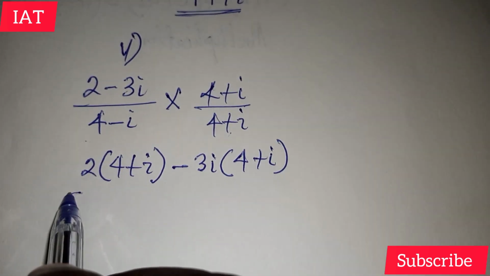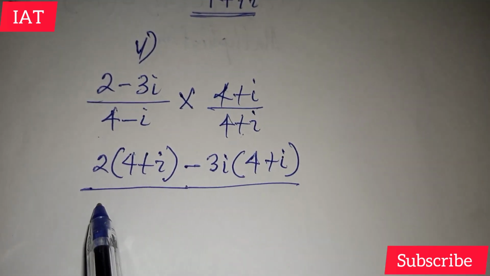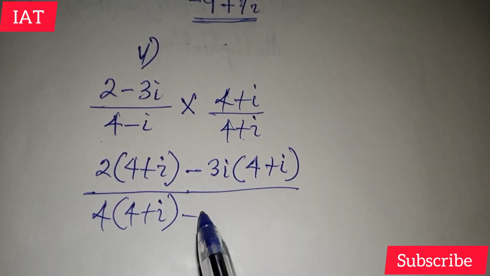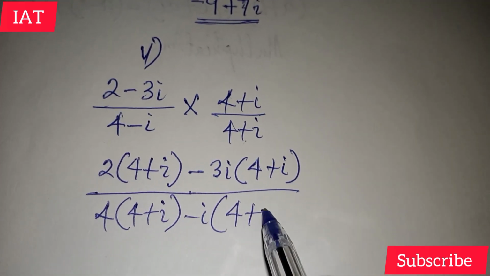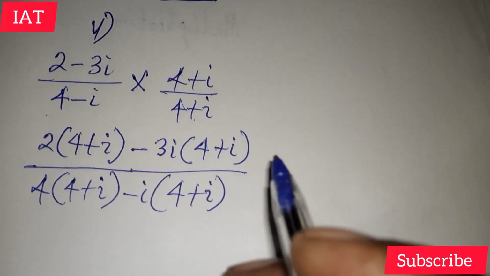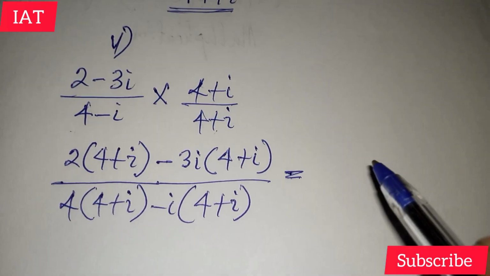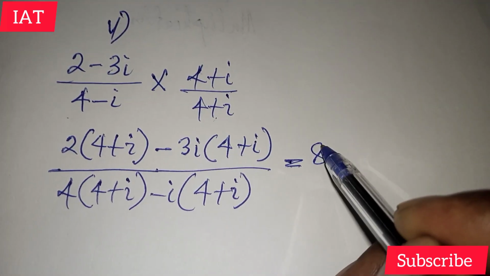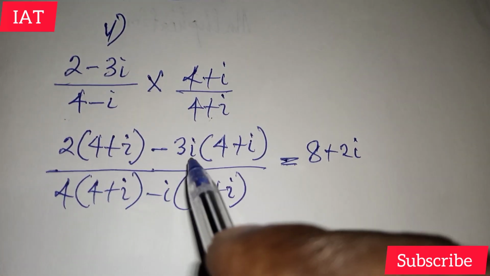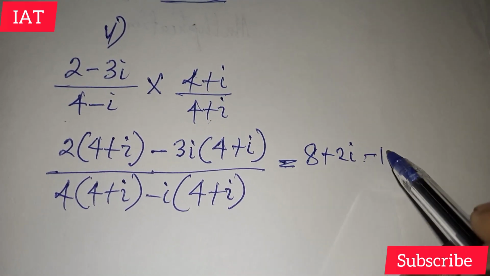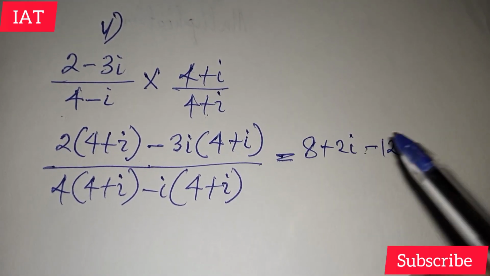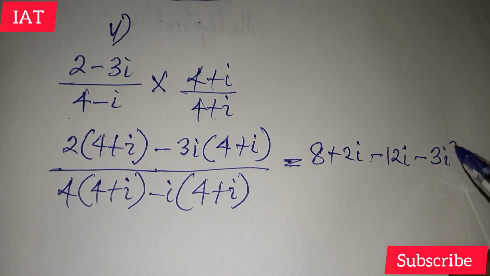Denominator, we have 4 multiplies by 4 plus i, minus i into 4 plus i. So what's the result of this? 2 times, let's use this part. 2 times 4 gives us 8, and 2 times i will give us 2i. Minus 3i times 4 will give us minus 12i, and minus times plus will give minus 3i times i will give 3i squared.